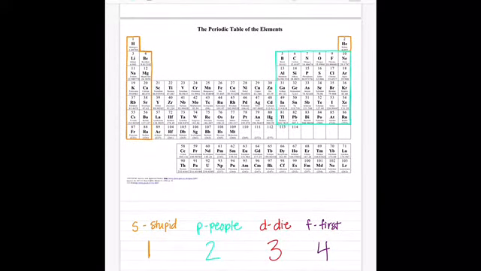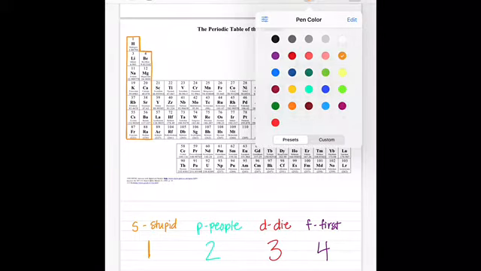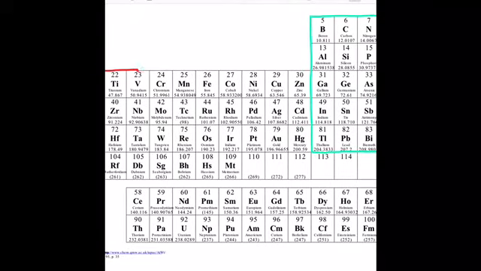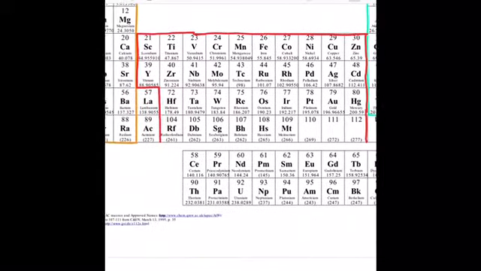Okay, so let's do D block. Let me go get this red color real quick. Let's do D block. And I'll explain why I left those two out in just a minute. Let me write this down first. I'm going to go ahead and include this row here just to make things easy on us.